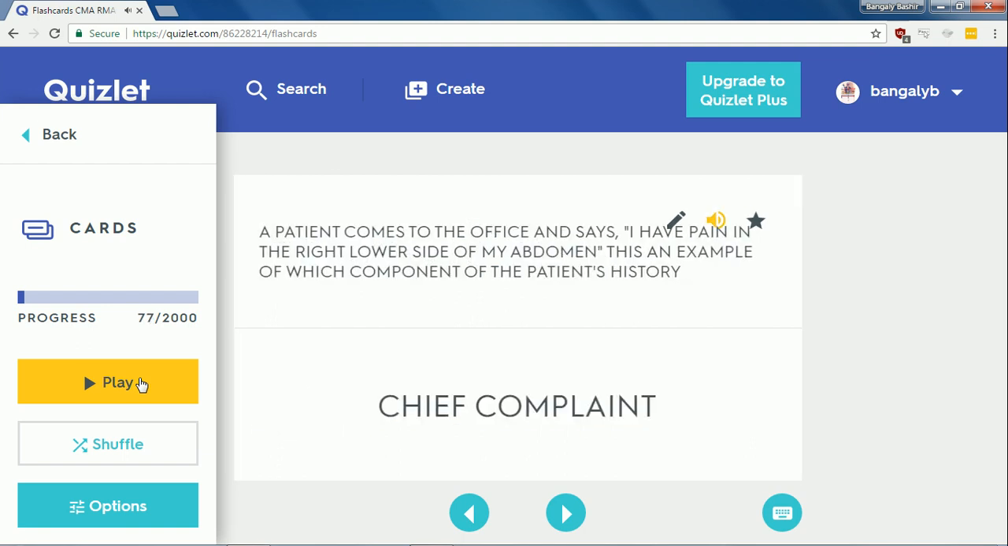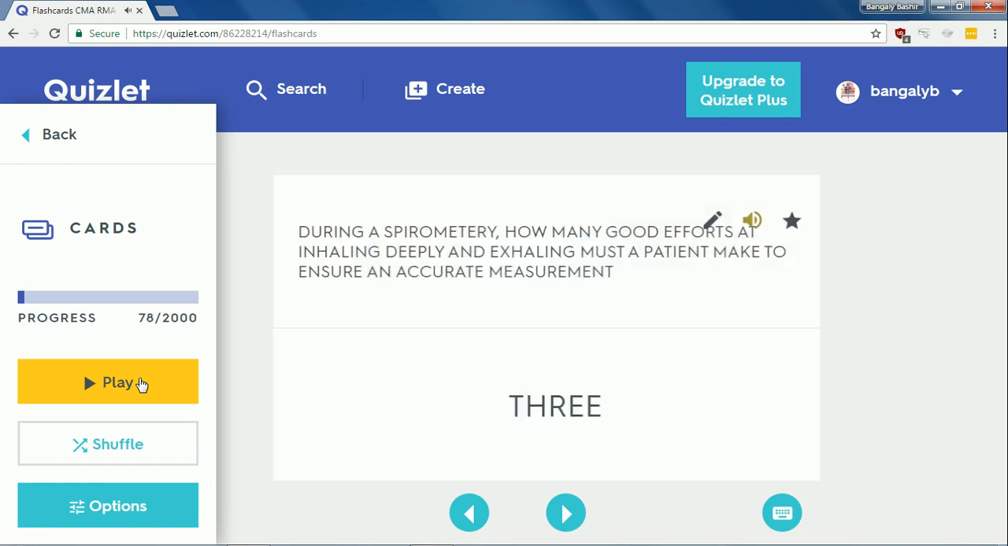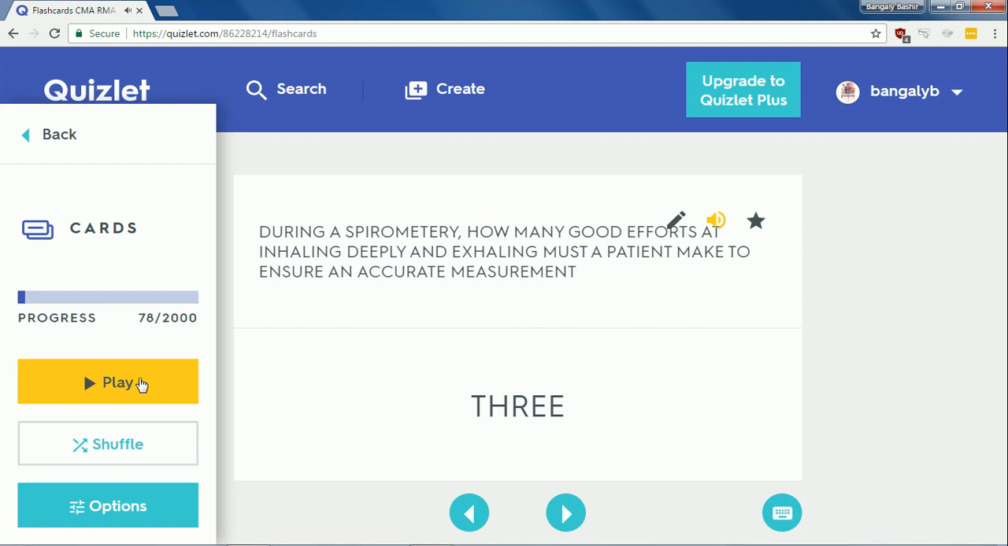A patient comes to the office and says, I have pain in the right lower side of my abdomen. This is an example of which component of the patient's history? Chief complaint. During a spirometry, how many good efforts at inhaling deeply and exhaling must a patient make to ensure an accurate measurement? 3.